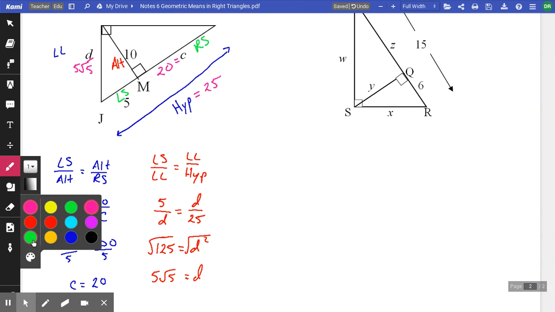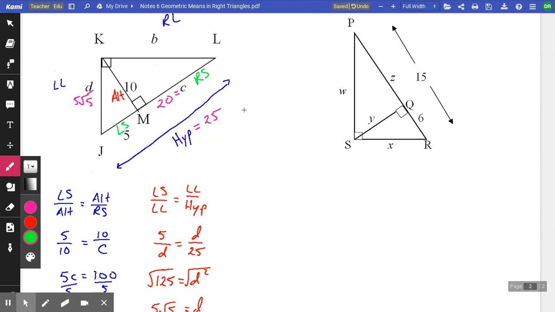Last thing then would be to find the right leg, where we have the letter B. And so we have a formula for that as well. It's right segment over right leg equals right leg over hypotenuse. And the right segment we know is 20. For the right leg, we have the variable B. For the right leg here, also the variable B. And for the hypotenuse, we have 25.